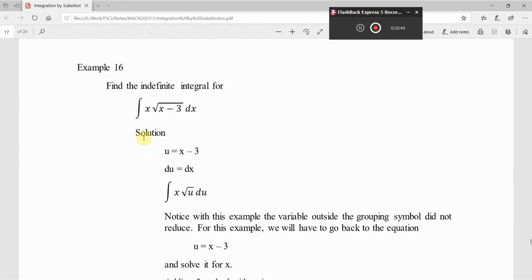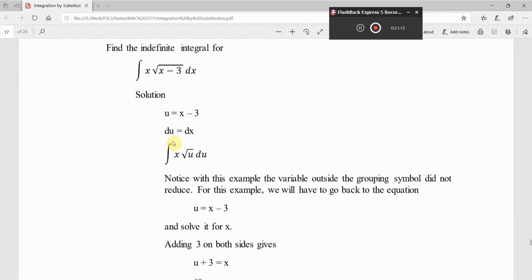Alright, let's take a look at example 16. Find the indefinite integral for the following. So I have the integral of x times the square root of x minus 3 dx. Alright, so my solution. u is equal to x minus 3. du is equal to dx. So when I do my u substitution, this gives me the integral of x times the square root of u times du.